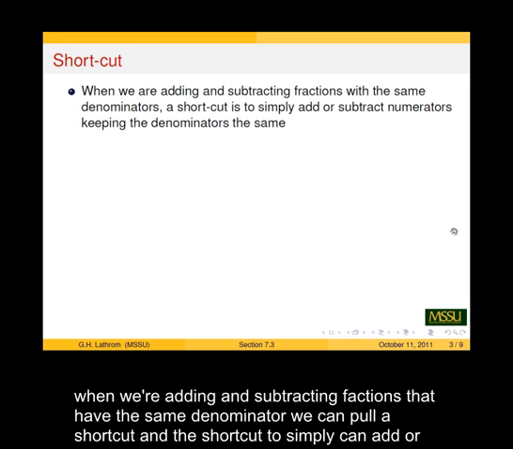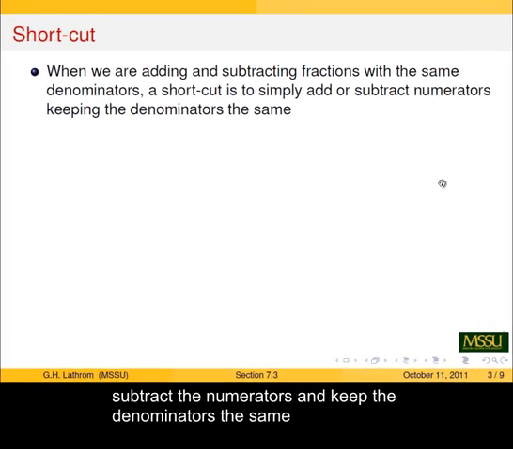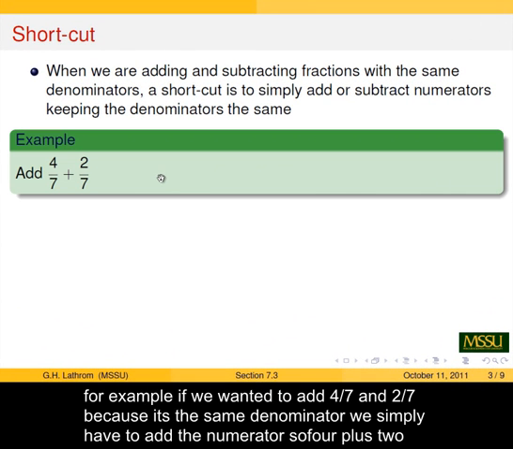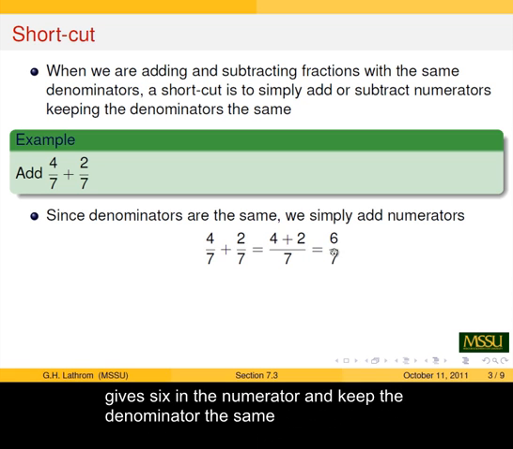When we are adding and subtracting fractions that have the same denominator, we can apply a shortcut, and the shortcut is simply to add or subtract numerators and keep the denominators the same. For example, if we wanted to add 4/7 and 2/7, because the denominators are both 7, we can simply add the numerators. So that we add 4 plus 2, we get 6 in the numerator, and we keep the denominator the same.